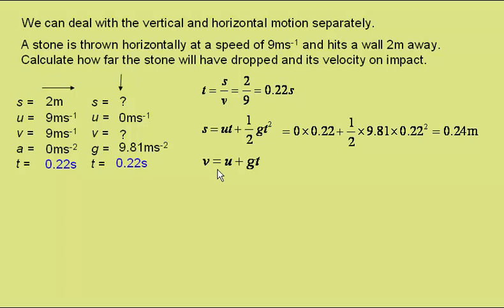Then, using v equals u plus gt to find my vertical final velocity, putting in the numbers, v equals 0 plus 9.81 times 0.22, a vertical velocity of 2.16 meters per second. So I now have the horizontal velocity and the vertical velocity, but to find the velocity on impact I need to find the actual velocity of the object including its direction. So for this I'll need to put in the vectors.